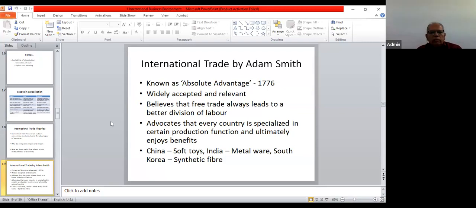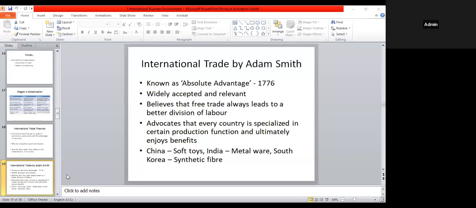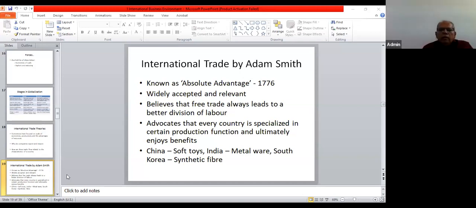And what is absolute advantage? What do you mean by absolute advantage? It is the ability of an individual or company to produce a greater quantity of goods or services. That is the meaning of absolute advantage. So the country has the advantage to produce a greater quantity of goods and services. Adam Smith mentioned this in his popular book, Wealth of Nations.